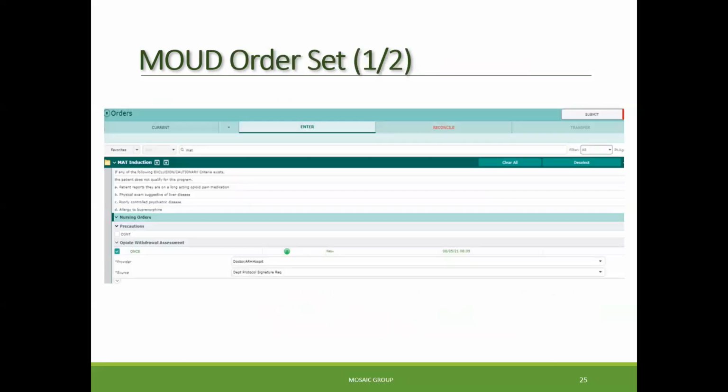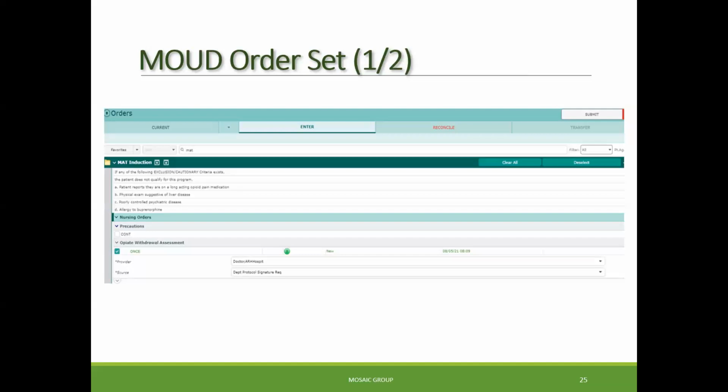On this slide and the next slide that will follow, I have included the MAT order set. When the peer notifies the provider that a patient should be considered for a dose, there is also a trigger that notifies you it is time to consider the patient for any exclusion or cautionary criteria, and there is a MAT order set that you will be able to follow in Meditech.